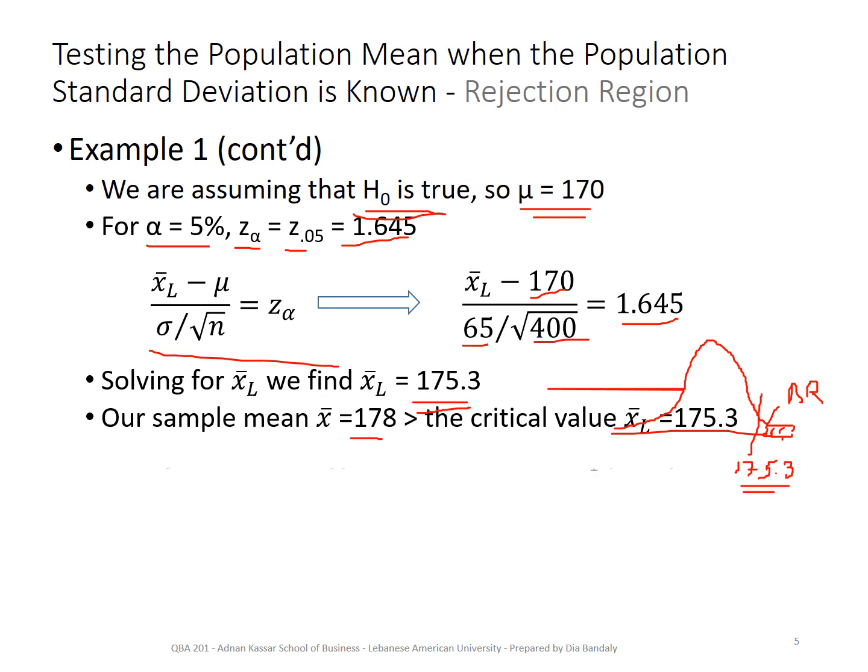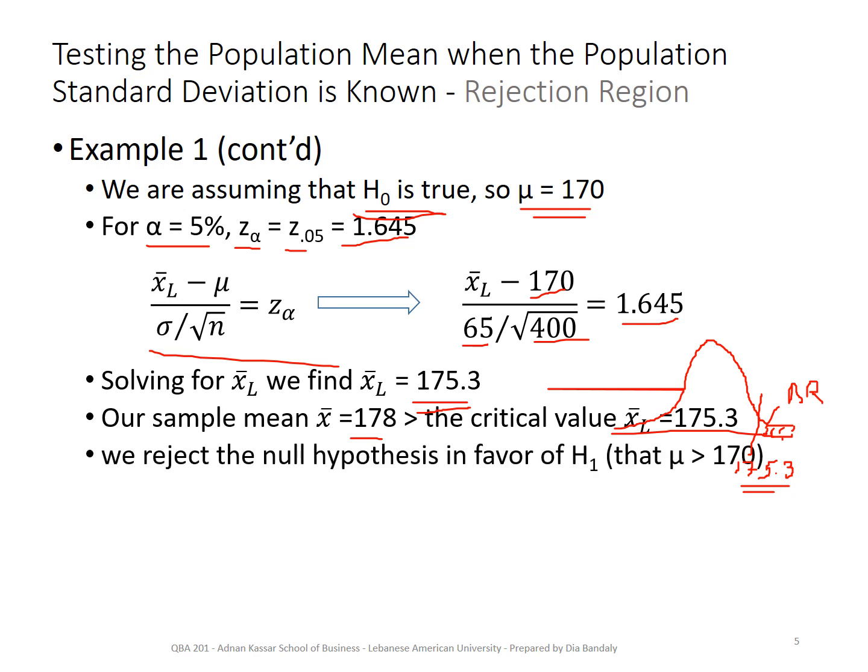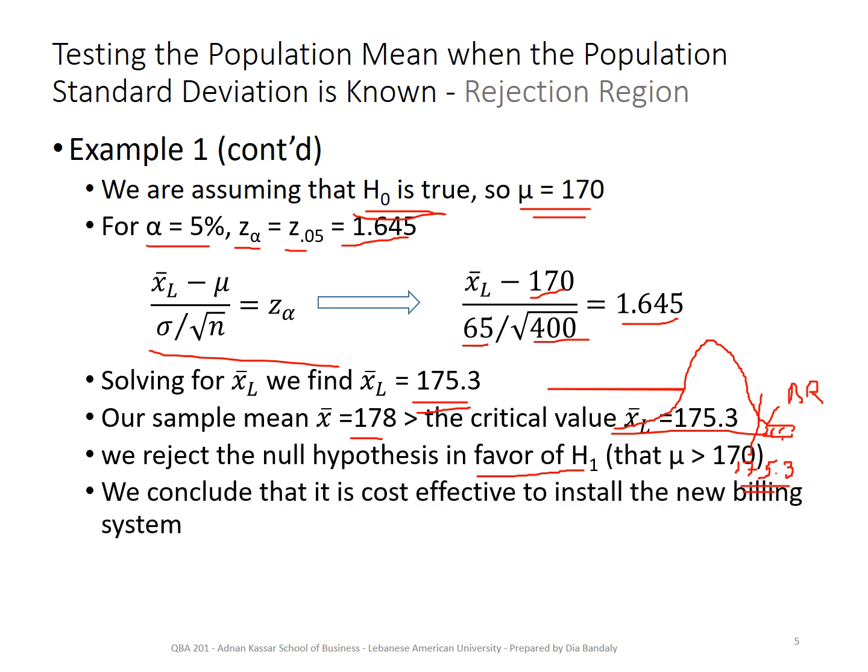So what do we say? We reject the null hypothesis, and this is in favor of our alternative hypothesis that says mu is greater than 170. And then we always finish our test by interpreting the results in terms of the original question. What was the question? Is that system cost effective? And now we are saying yes, it is cost effective, because we have accepted our alternative hypothesis that was reflecting this managerial question, and it can also be a research question.